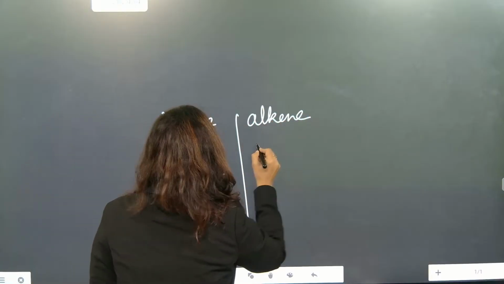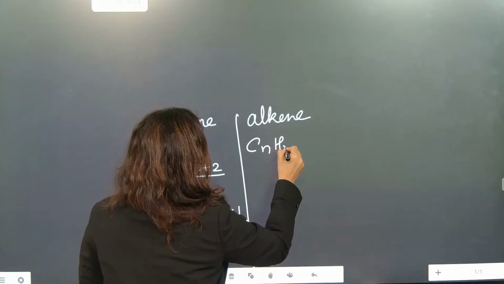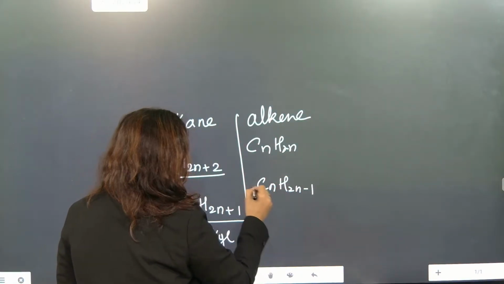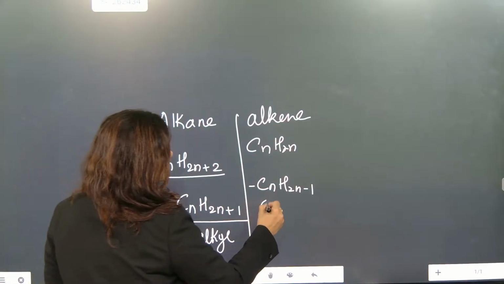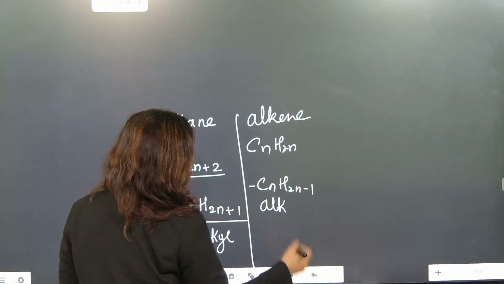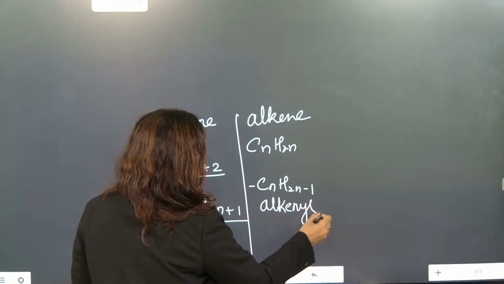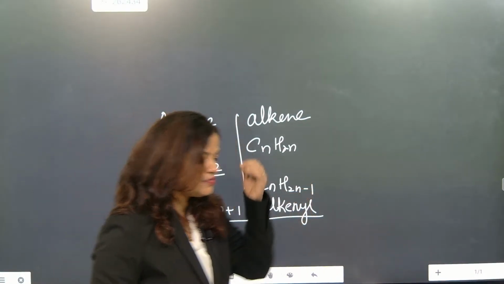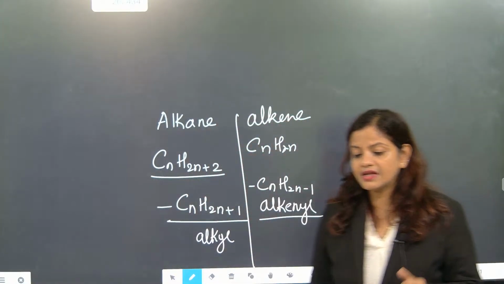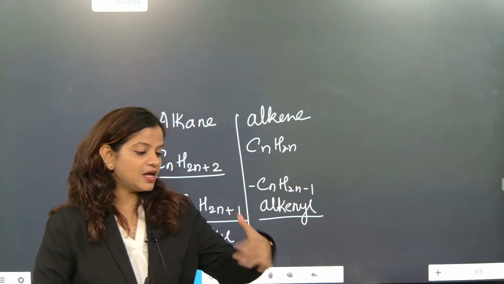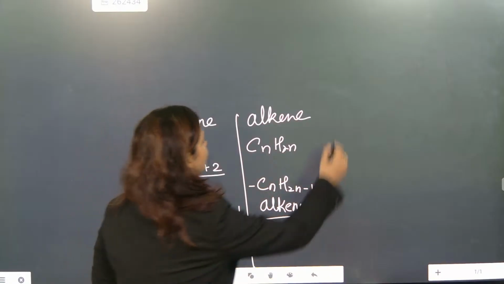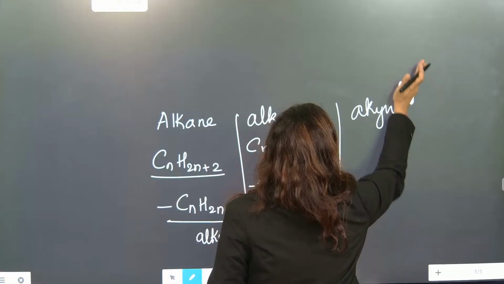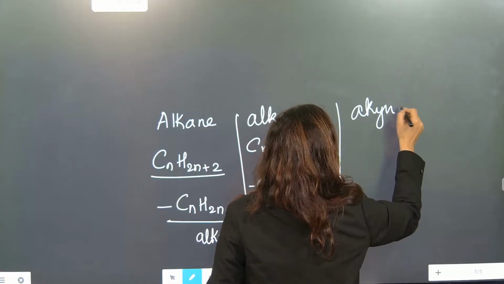When we talk about alkene, it means CnH2n. Understood? Here it becomes CnH2n-1 with one bond free. That will be alkenyl, because from the alkene we have removed one hydrogen. That is considered alkenyl, and then alkynyl. Alkynyl will be which one?